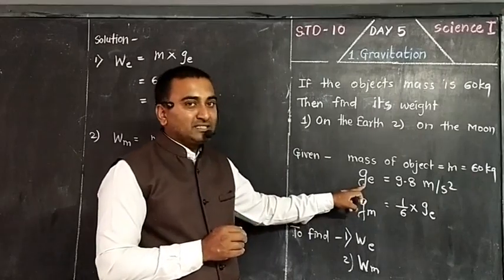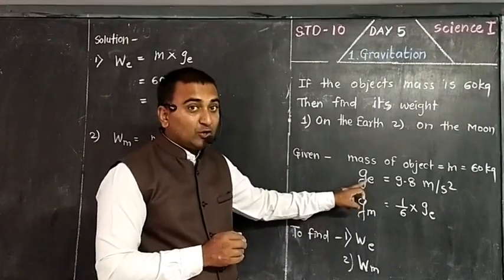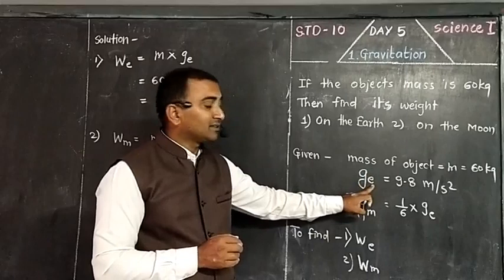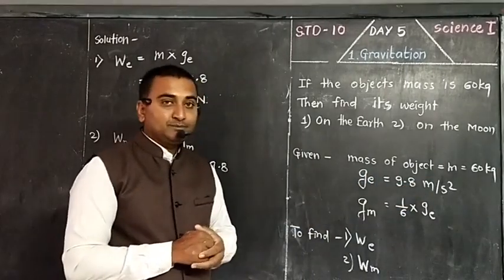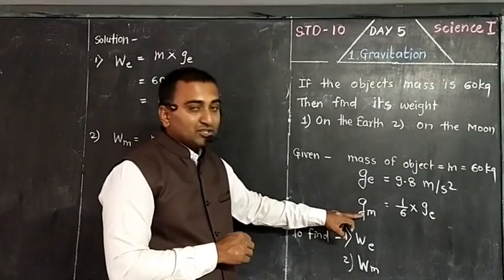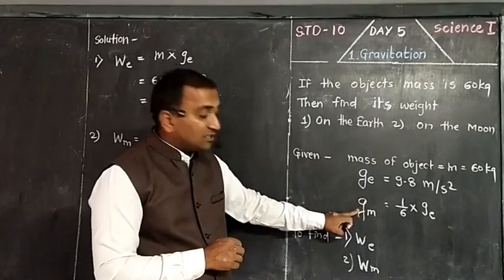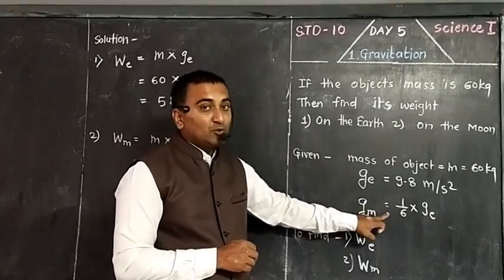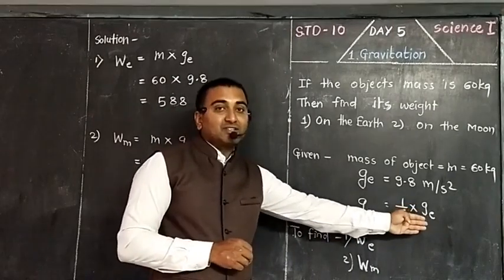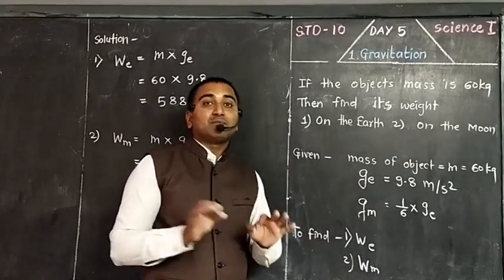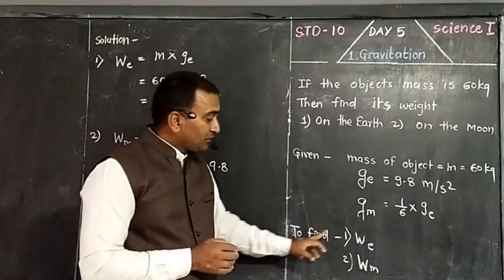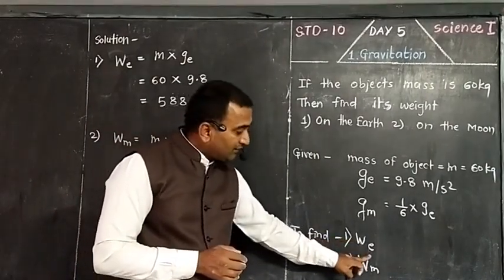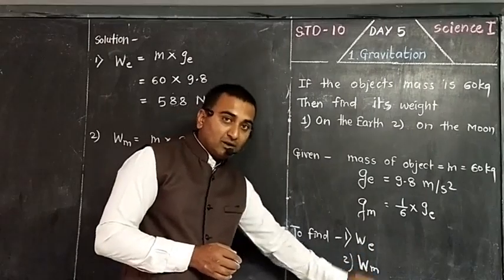Acceleration due to gravity of Earth, that is value of g on the Earth, is 9.8 meter per second square, and acceleration due to gravity, that is value of g on Moon, is equal to 1/6 of acceleration due to gravity on the Earth, 6 times less than the Earth. Then what we have to find? Weight of that object on the Earth, weight of that object on the Moon.